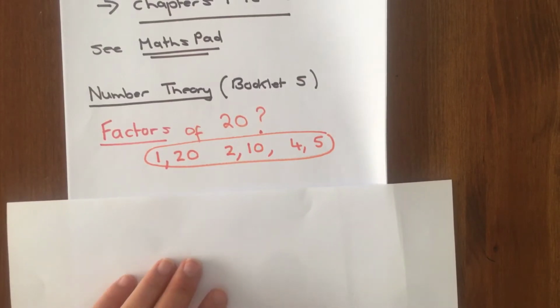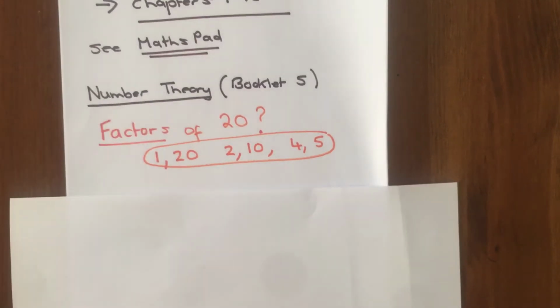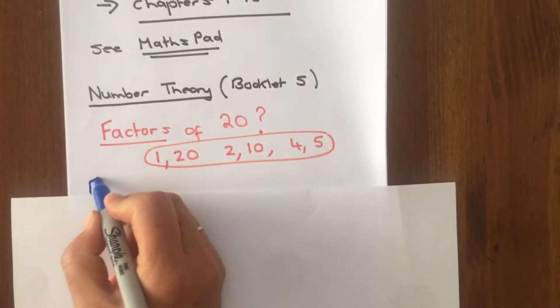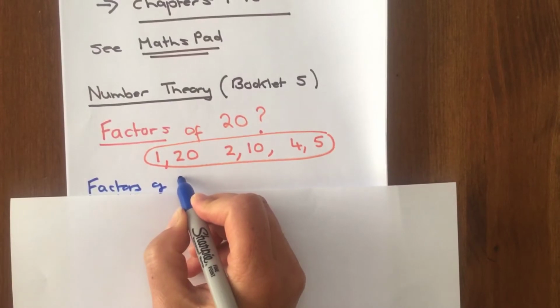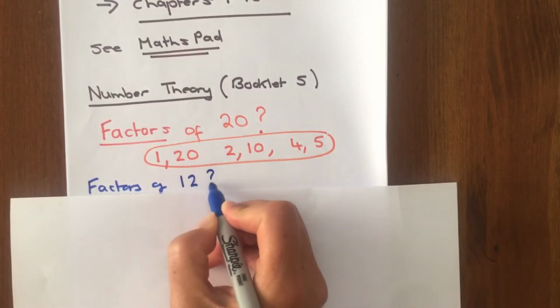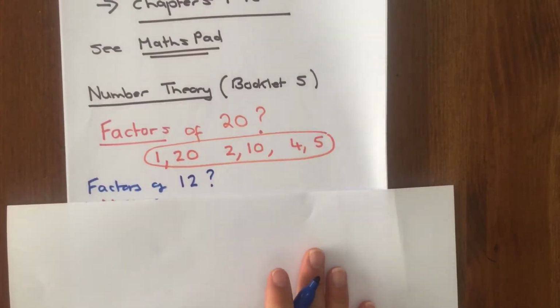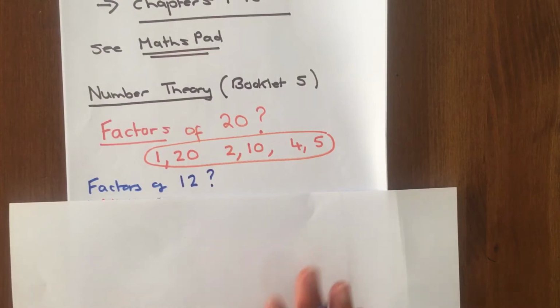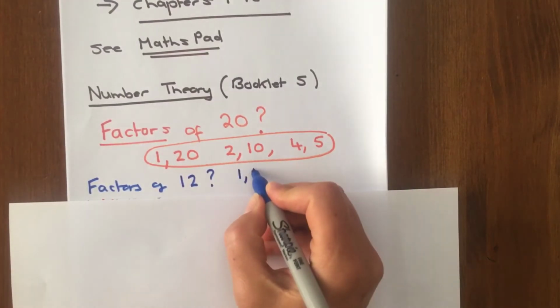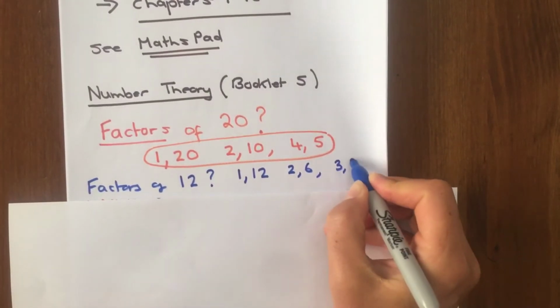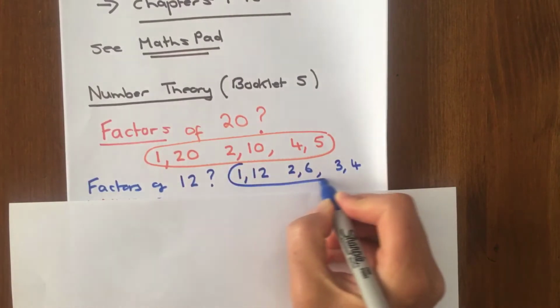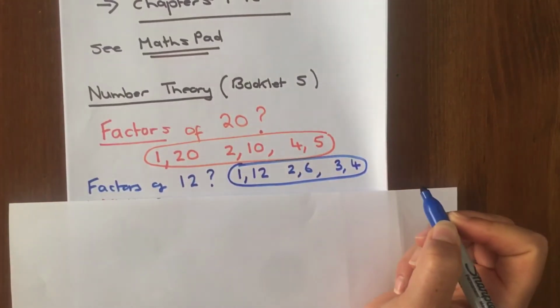So if I asked you what are all the factors of, let's say, 12, yeah, let's have a think about that. Okay, write that down, pause the video, you think about that. Okay, so here's your answer. All the factors of 12. I've got 1 times 12, 2 times 6, 3 times 4. All the numbers that divide exactly into 12.